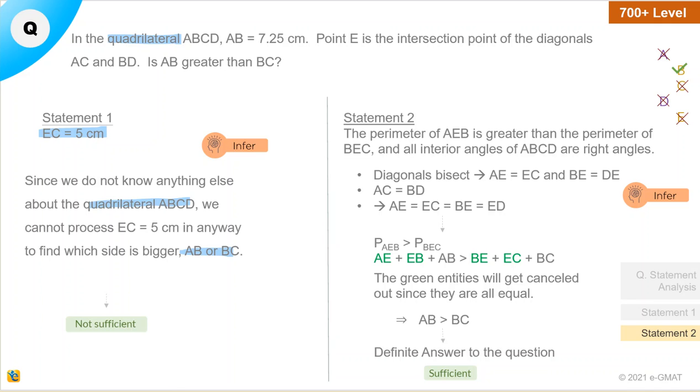When we went to statement 2, we were given the perimeters of 2 triangles, AEB and BEC, and those 2 triangles, the perimeters were compared, telling us that AEB has the greater perimeter. Then we used properties of the diagonals of a rectangle, because now ABCD became a rectangle because all of its interior angles were right angles. Then finally we used the piece of information about perimeters, and all of these green entities cancelled out, leaving us with what we wanted, and thus the correct answer became B.